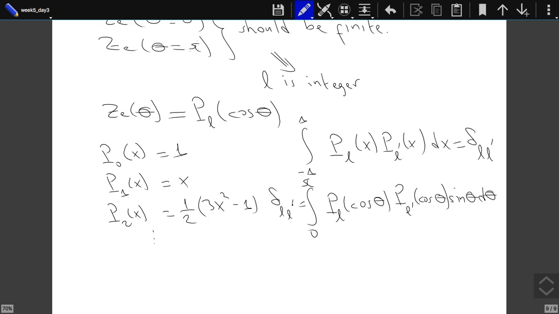Why did you write the extra sine theta? Well, what I did to obtain this one from here is just make a change of variable. x is equal to cosine theta, so dx is equal to sine theta d theta.